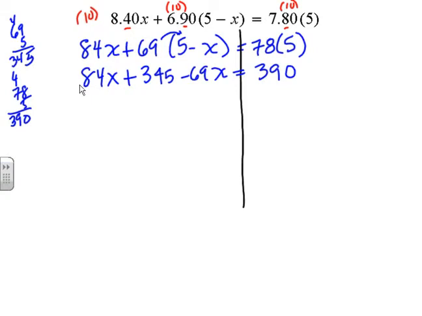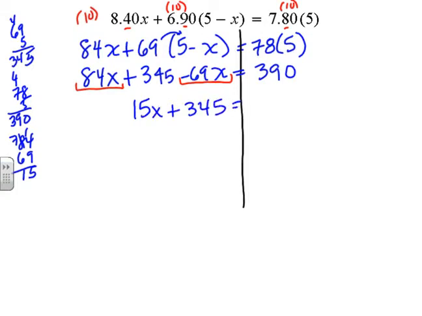Okay, I'm going to collect some like terms here. I have 84x minus 69x on one side. So we can work that again. 84 minus 69, and do some borrowing there. So that's 15. So we have 15x plus 345 equals 390.